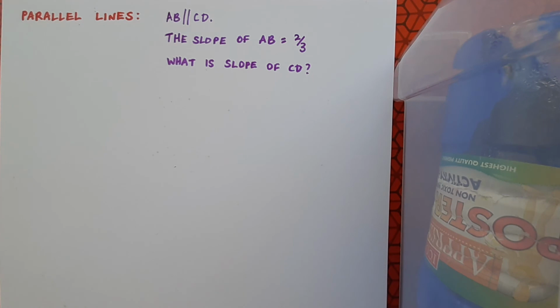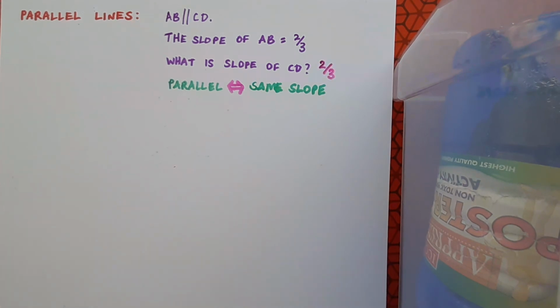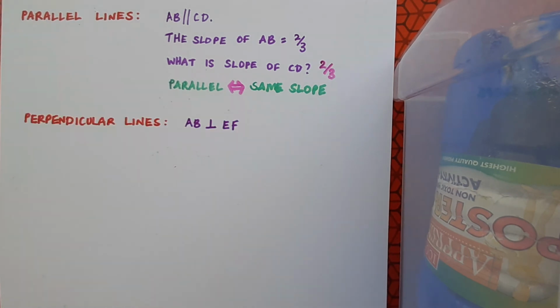You may remember that earlier in the video we mentioned parallel lines. What did we say about them? Parallel lines have the same slope. So now we actually know the slope of CD. If AB and CD are parallel, then they must have the same slope, so the slope of CD must also be 2/3.